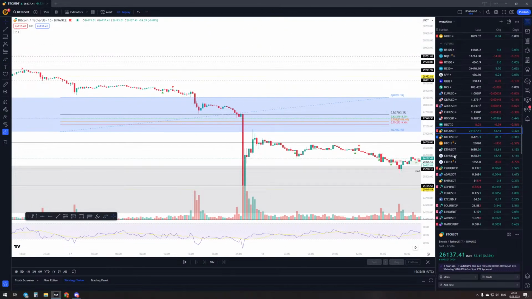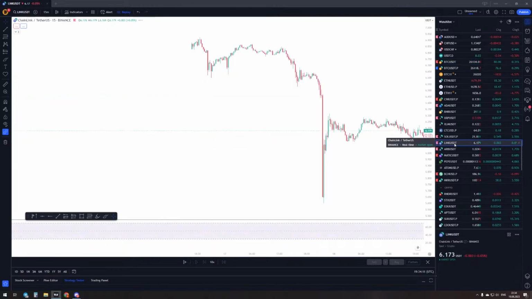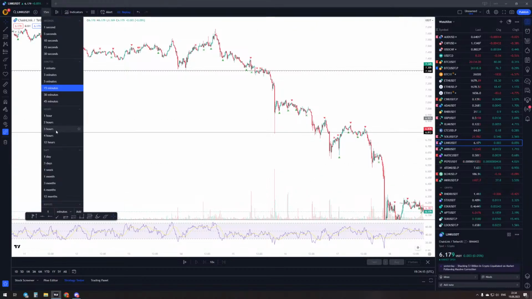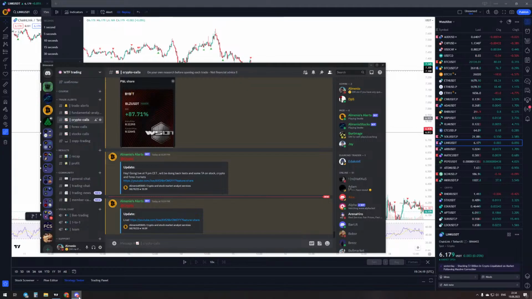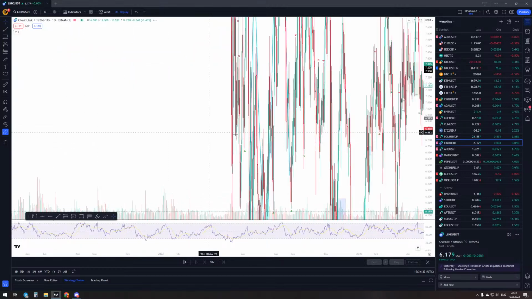The same goes for any other crypto, because for example, let's take a liquid asset, Ethereum, not bad, but I like Link, for example. Link is really good. 48. We're going. Let's go on the daily.